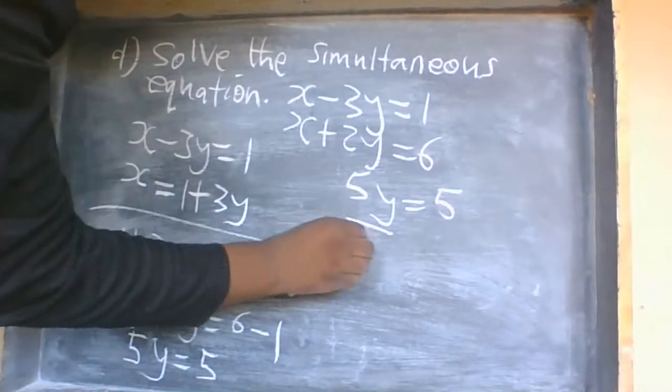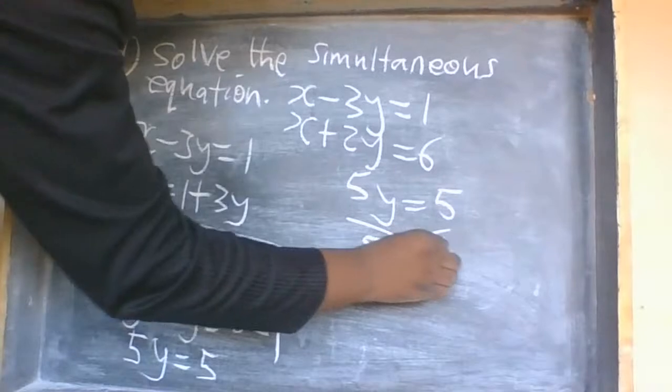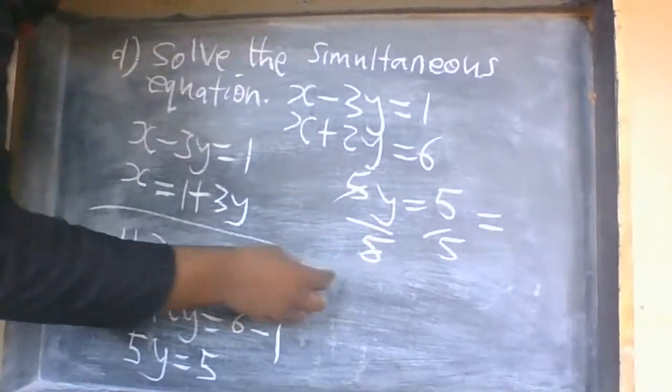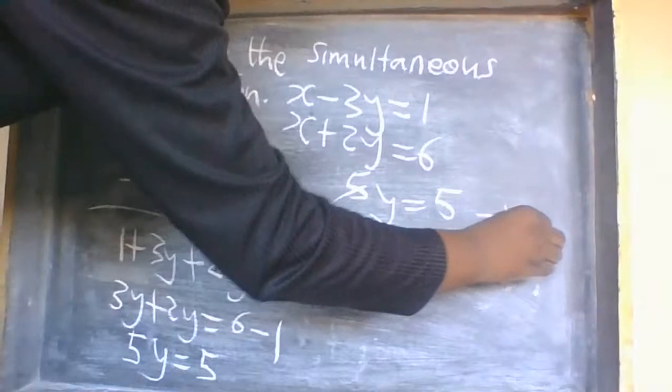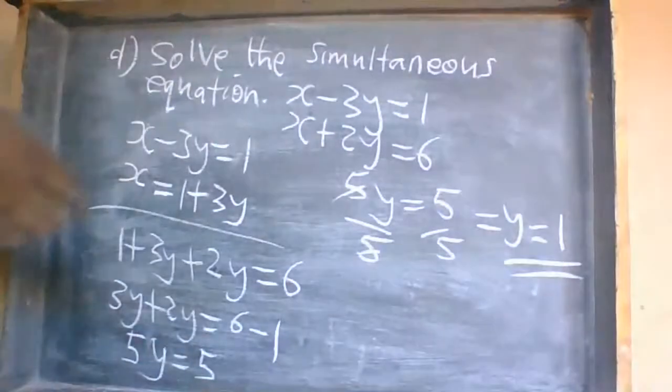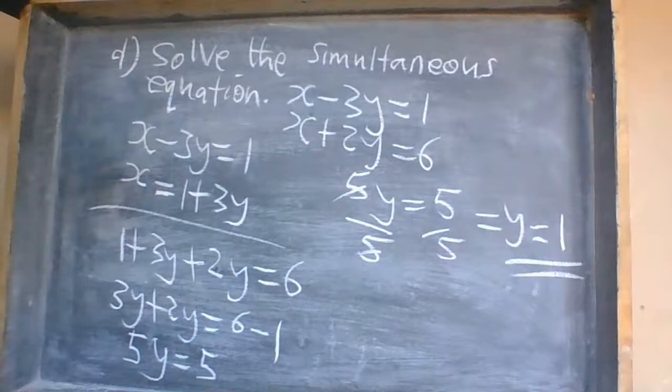I'll say over 5, then cancel that and that, and I'll say y equals 1, because 5 divided by 5 is 1. So the value of y is 1.